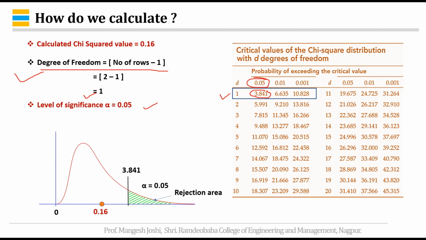If we see the chi-square distribution, we have this 3.841, which is a critical value. If your calculated chi-square value is lying in this green colored region, which is called the rejection region, you will have to reject your null hypothesis. Since the calculated value of chi-square is lying on the left side of the rejection region, you have to accept the null hypothesis.